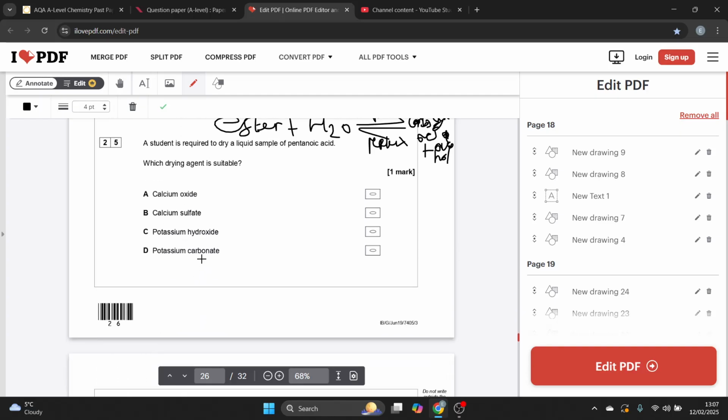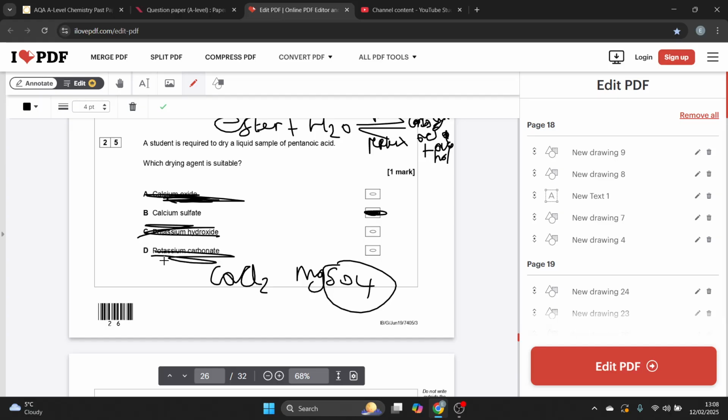Question 25. A student is required to dry a liquid sample of pentanoic acid. Which drying agent is suitable? Now, the 2 drying agents I know, calcium chloride, magnesium sulfate. So definitely not calcium oxide. It's going to be B, calcium sulfate, because we've got the sulfate part. Potassium hydroxide, no. Potassium carbonate, no.